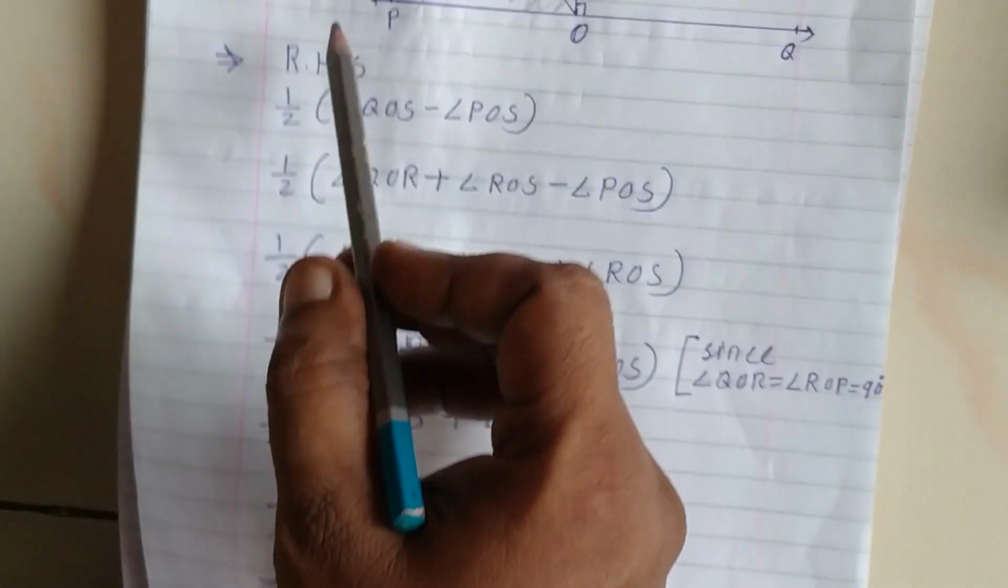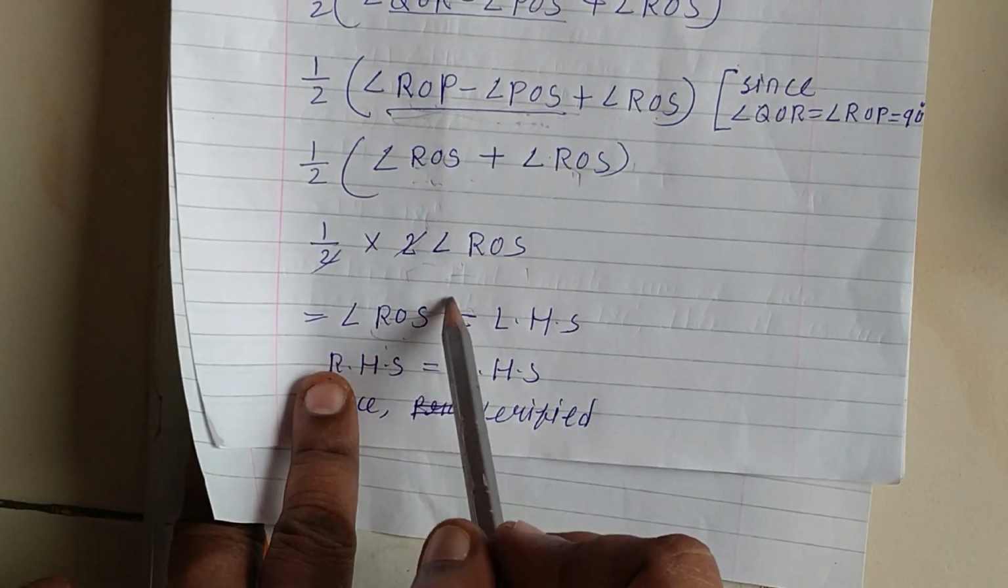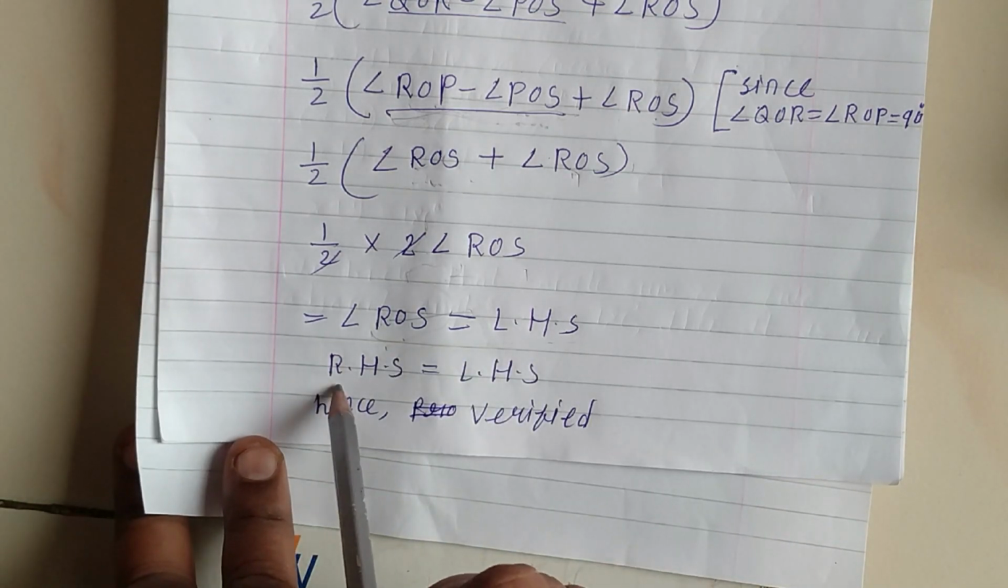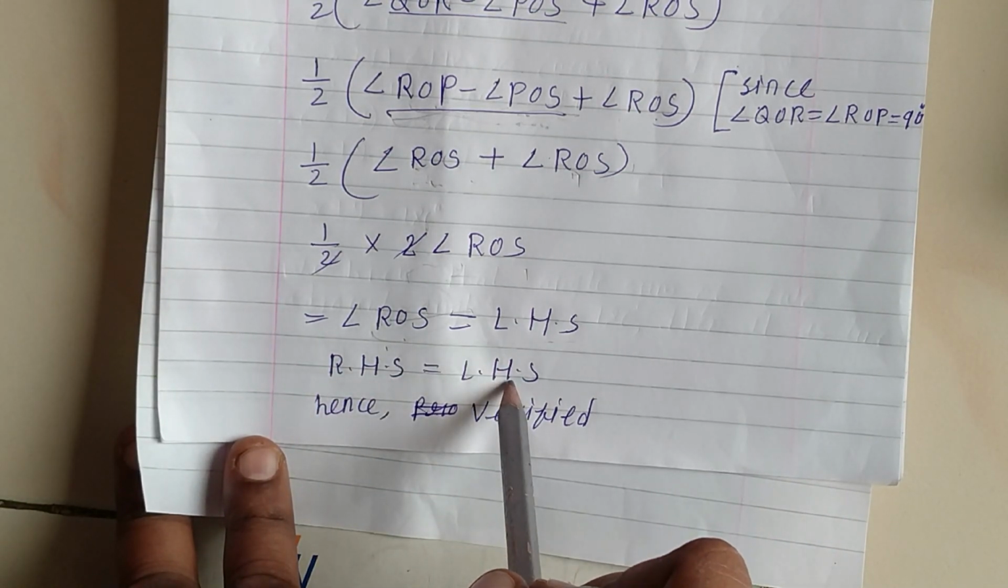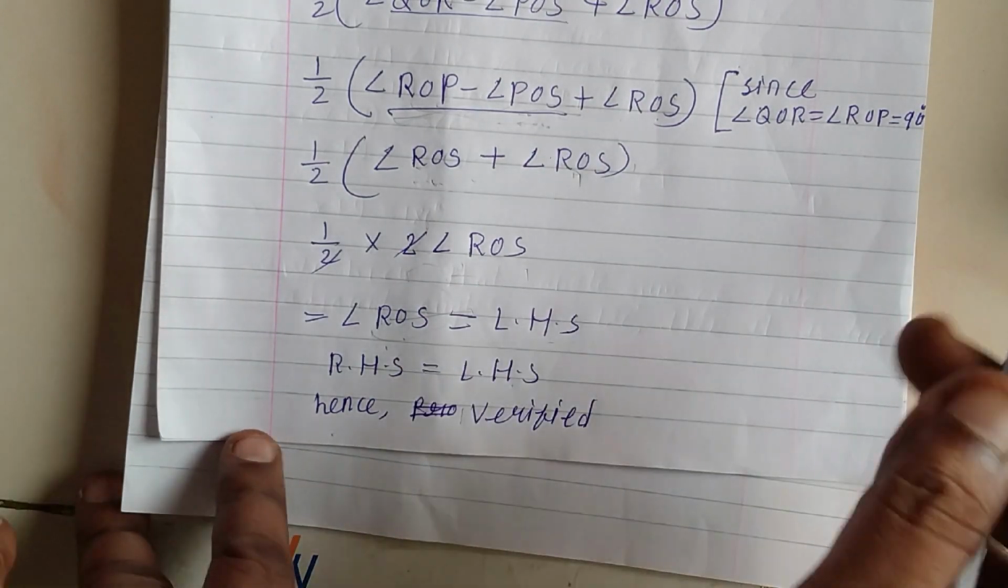So I started from the right hand side, and the last angle ROS I got is nothing but the left hand side. That means right hand side is equal to left hand side. Hence we have proved it, or you can say we have verified this.